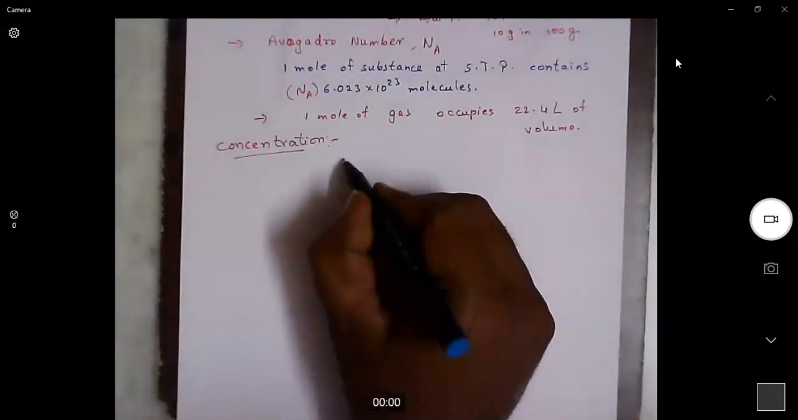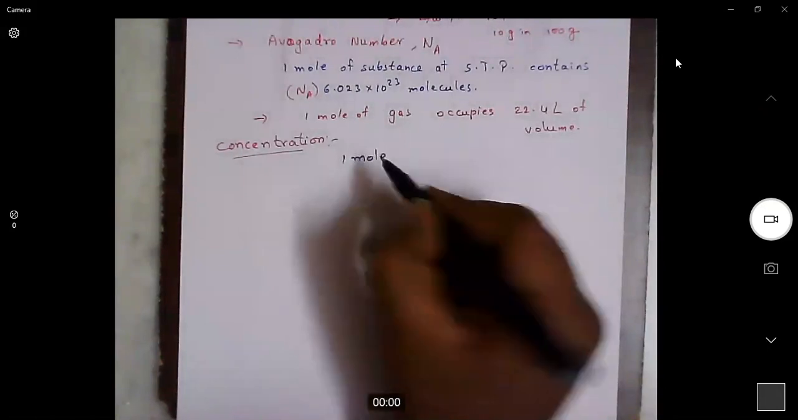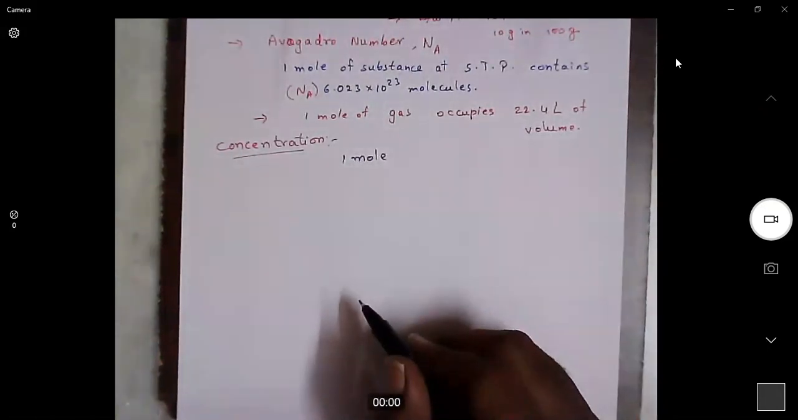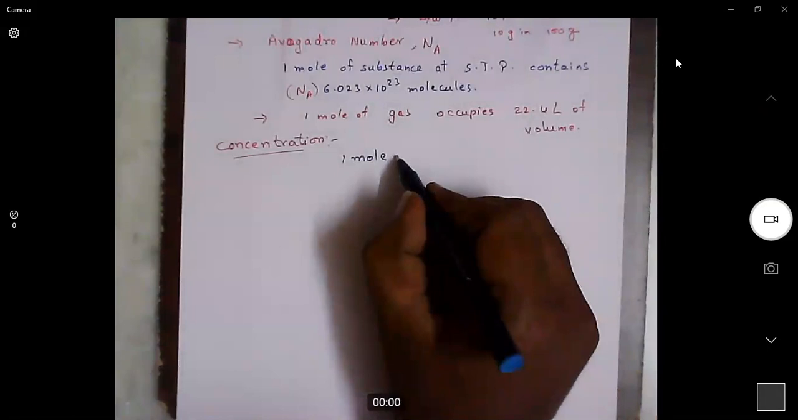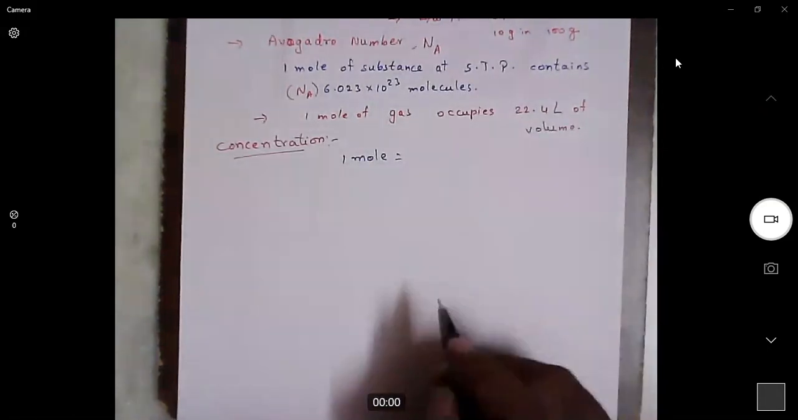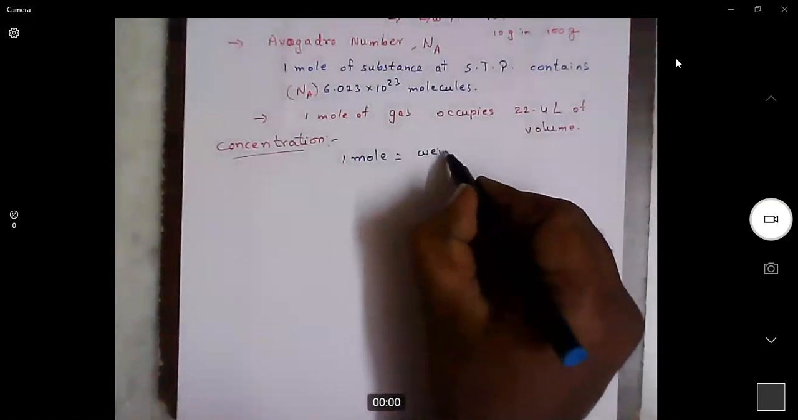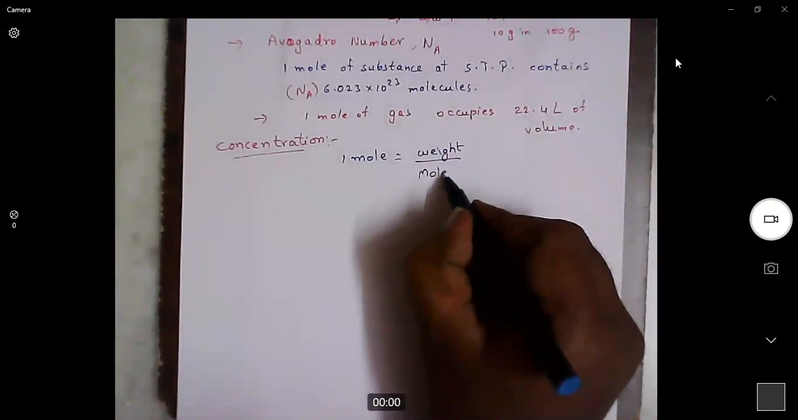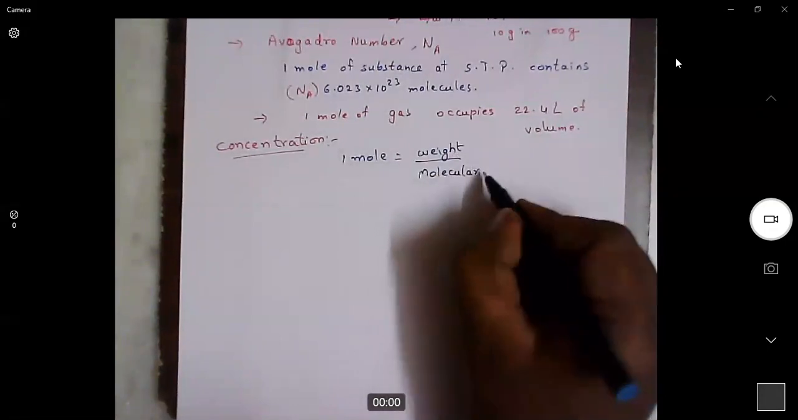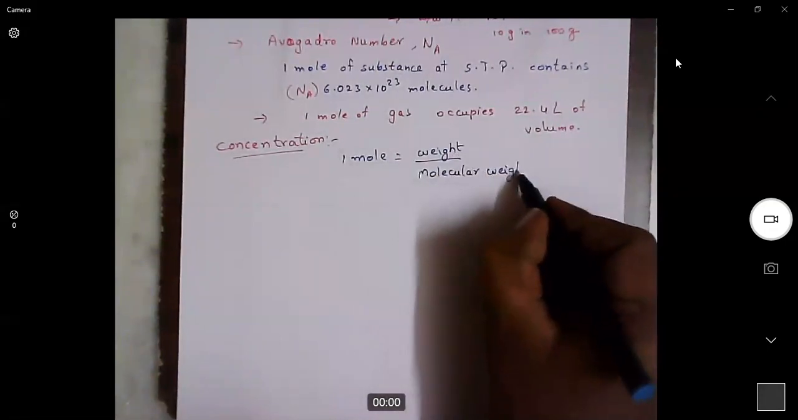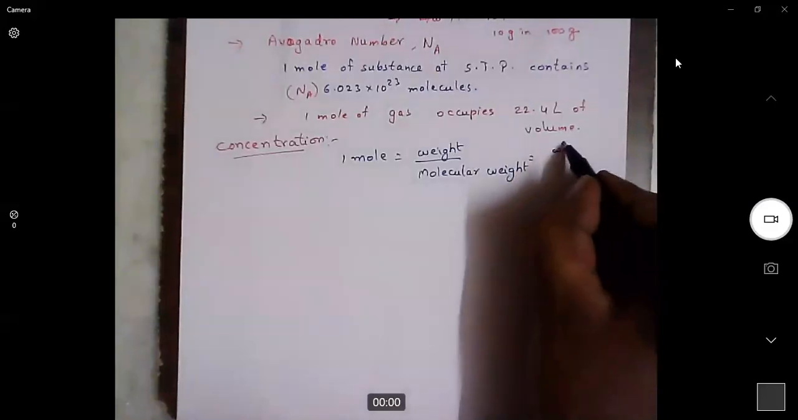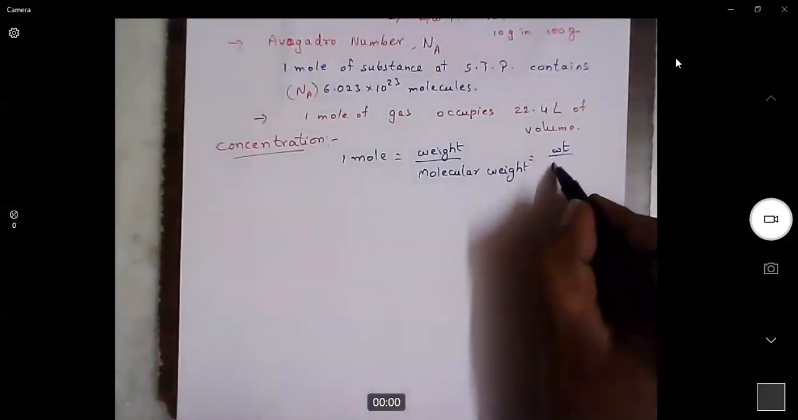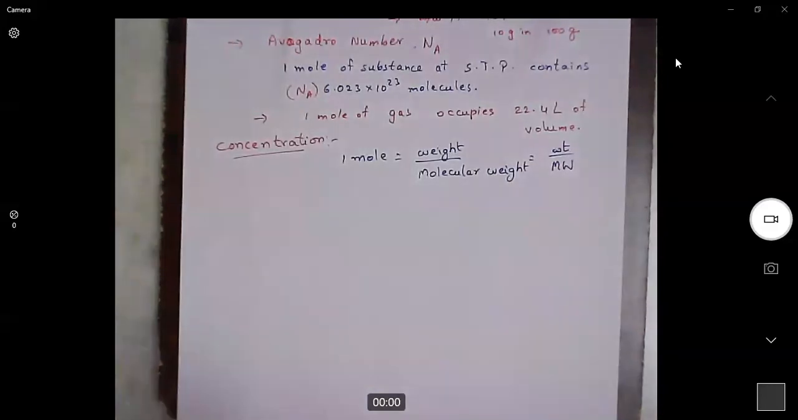First of all, we will look at mole. What is mole? Mole contains Avogadro number of molecules. Mole is defined as weight by molecular weight. I used to write small wt by capital M, capital W. So this is my notation.